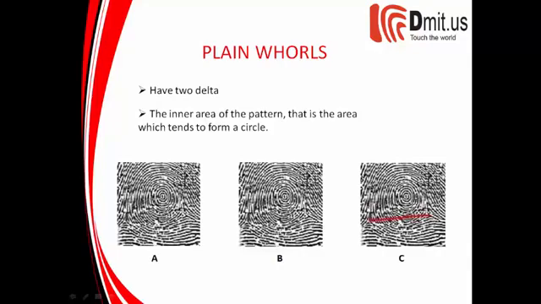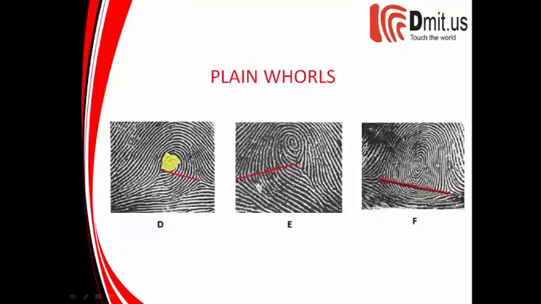Alright, now let's take a closer look, so maybe this will become more clear about what is sufficient and what is not sufficient to be a plain whorl. Take a look at image D and you can see the inner pattern area in yellow that forms or tends to form the circle part of the loop. Notice now that if we draw a line from delta to delta, we do not intersect the lines that are forming the circle. The same thing is true for image E.